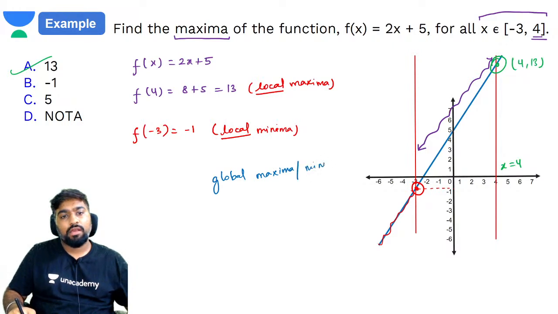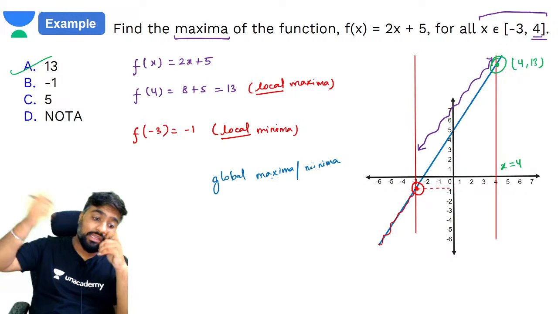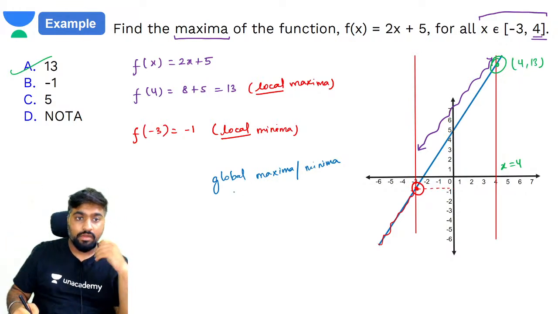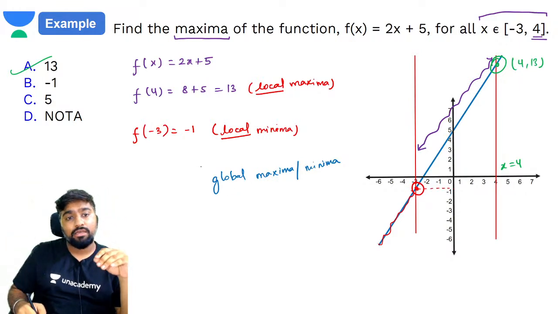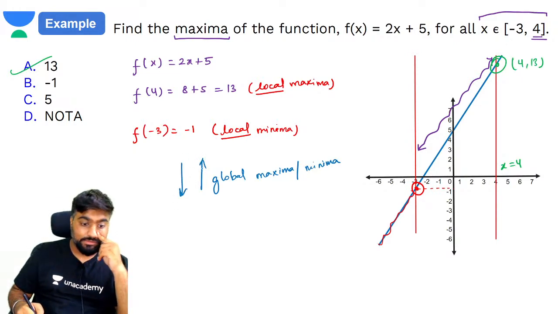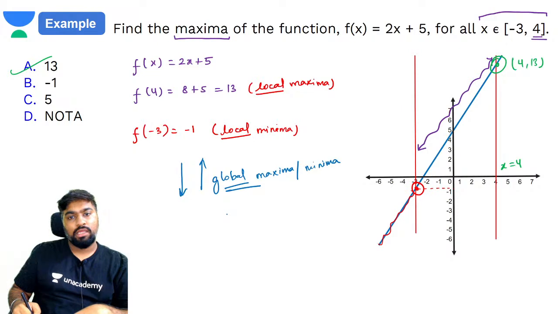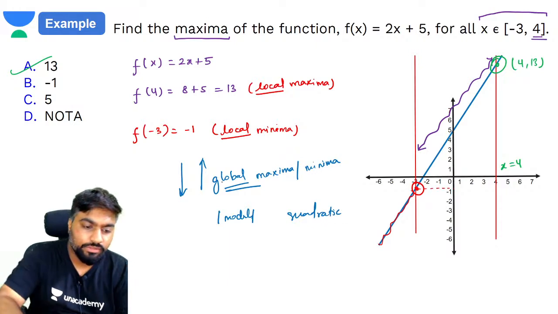Global means the entire function should be at the greatest or the lowest value, right? Entire function should be at the highest or the lowest value. Are you understanding this? Yes, we will talk about global maxima and minima when we go to absolute values, modulus values, or when we go to quadratic functions. We will talk about global there. Cool?